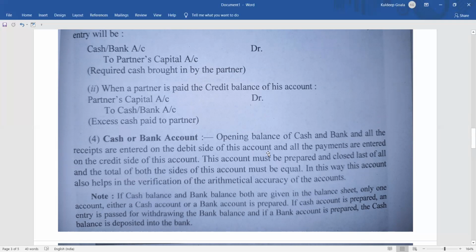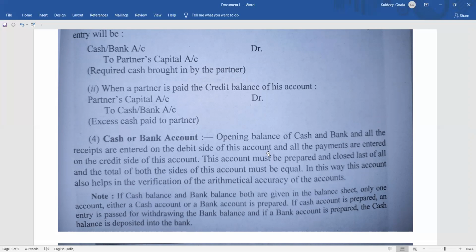And what will you do is that first of all you mention to balance brought down for the opening balance of bank. Okay, and then whatever the opening balance of cash is there, you mention it to cash account. And then all the entries related to cash you put in the cash account. All the payments you keep in the credit side. All the receipts you will write in the debit side.